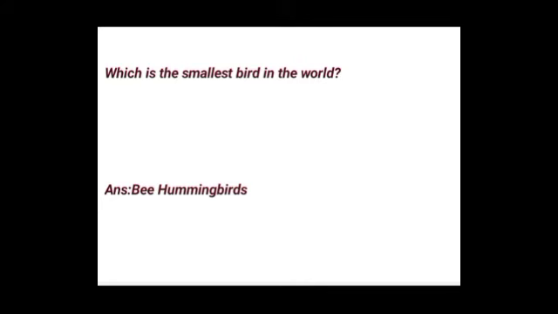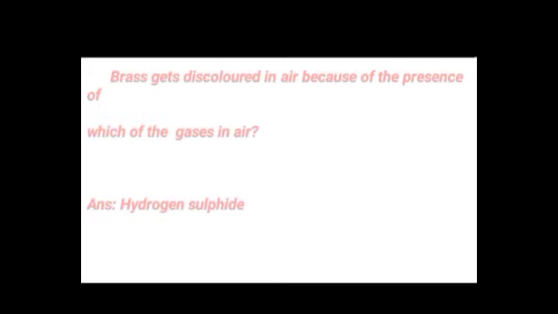Next question. Which is the smallest bird in the world? Answer is B. Hummingbird. Brass gets discolored in air because of the presence of which of the gases in air? Answer is hydrogen sulfide. And what is brass? Brass is a metal and alloy of copper and zinc.